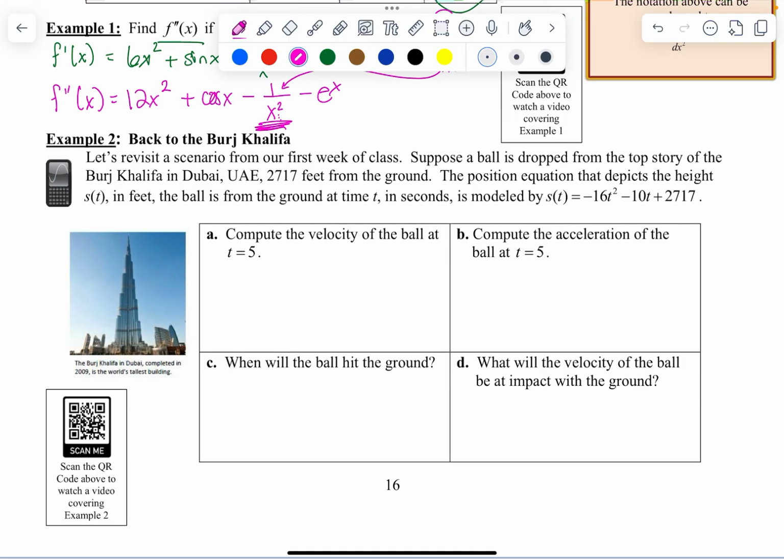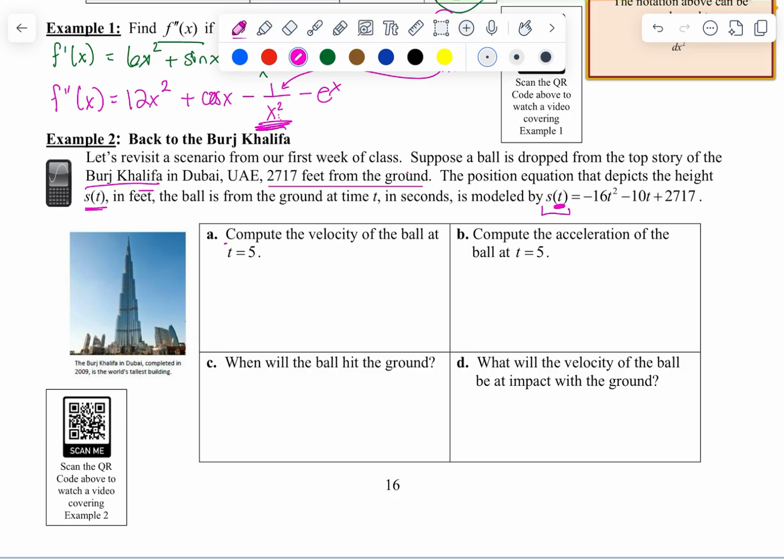All right, back to the Burj Khalifa. Let's revisit a scenario from our first week of class. We didn't do these notes the first week of class, so don't worry about it too much. Suppose a ball is dropped from the top of the Burj Khalifa in Dubai, 2,717 feet from the ground. The position equation that depicts the height in feet is given by s of t. The ball is from the ground at time t in seconds. So the time is in seconds, and s of t is represented in feet.